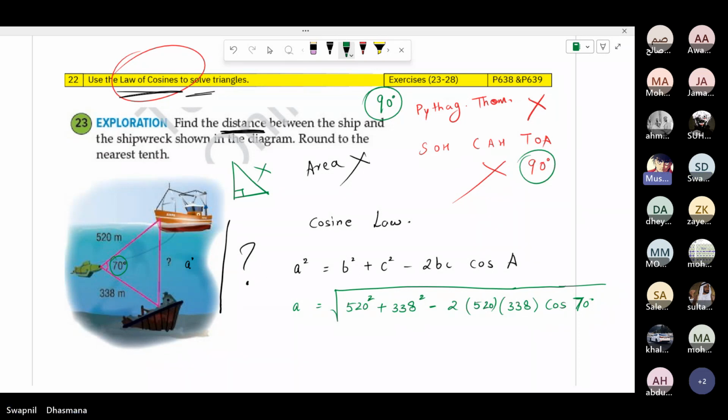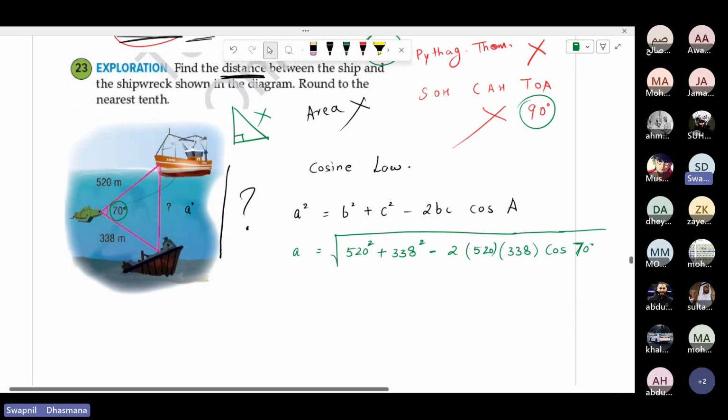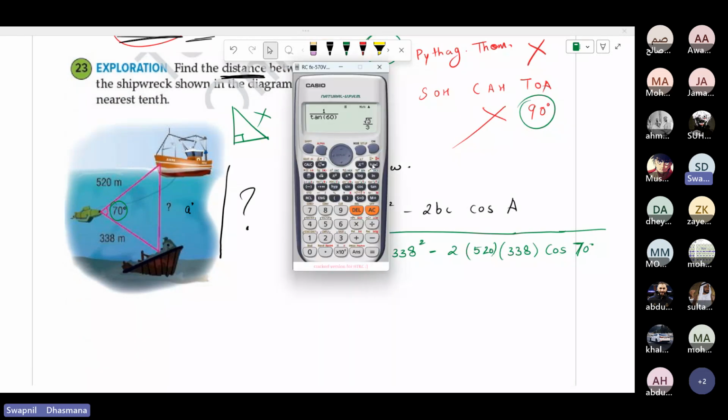Why can't I use the law of sine? I will tell you that in a minute. If I write this on the calculator, I will get the answer straight away. It should be in degrees because 70 is in degrees. So you start with root, then you write 520 squared plus 338 power 2 minus 2 times whatever. Just write everything and done.